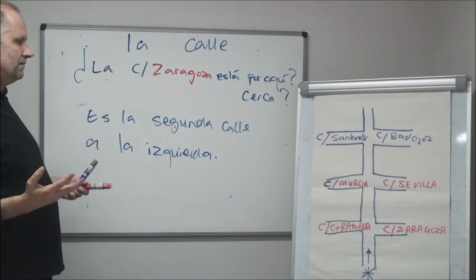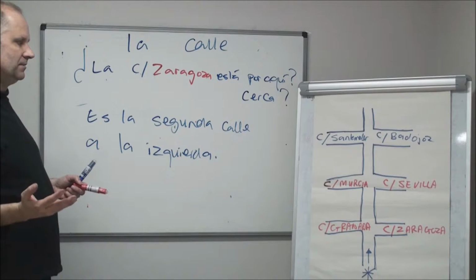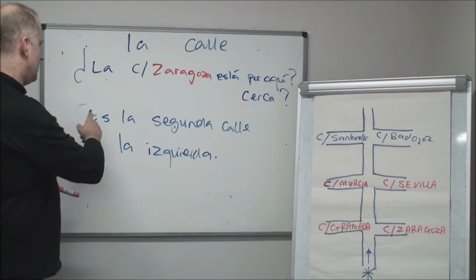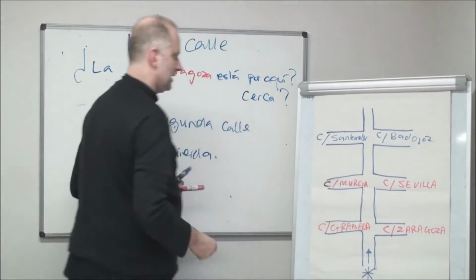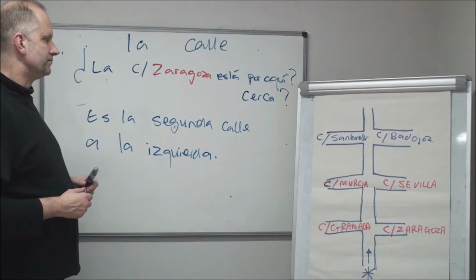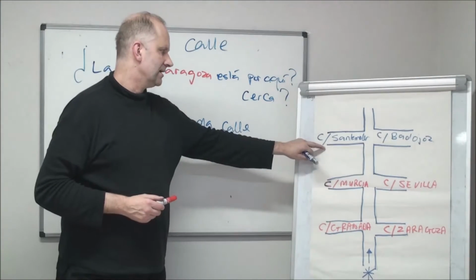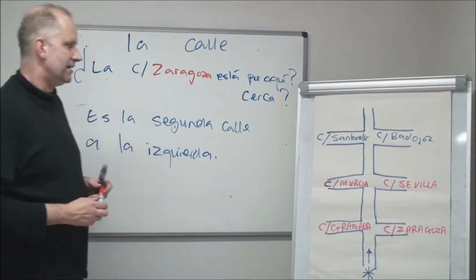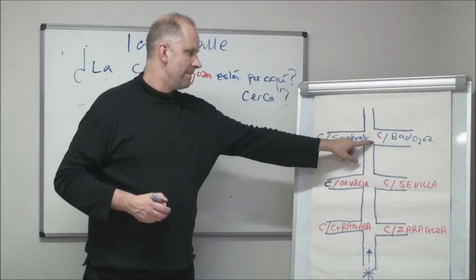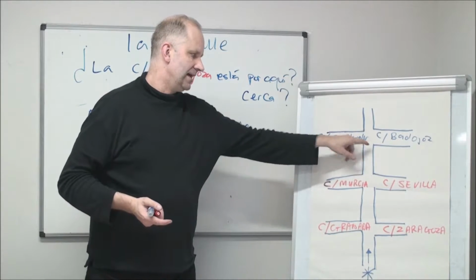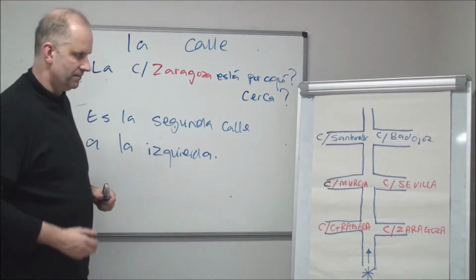So calle Sevilla está por aquí. Okay, so it's the same sort of thing. Es la segunda calle, but this time a la derecha. And then calle Santander es la tercera calle a la izquierda. Calle Badajoz es la segunda calle a la derecha.